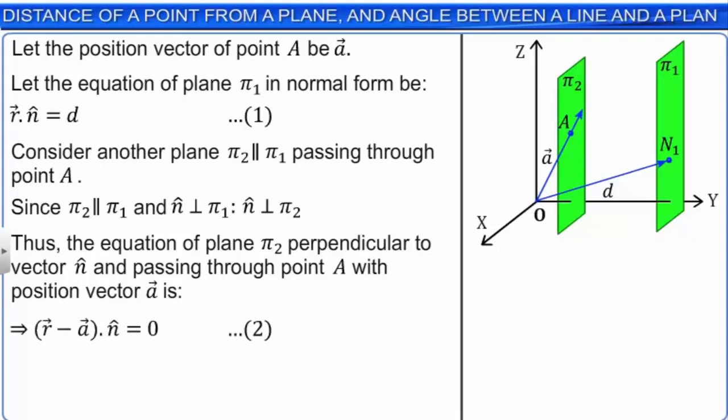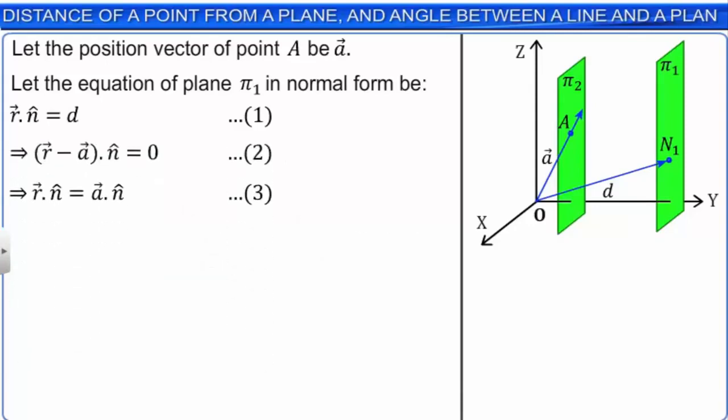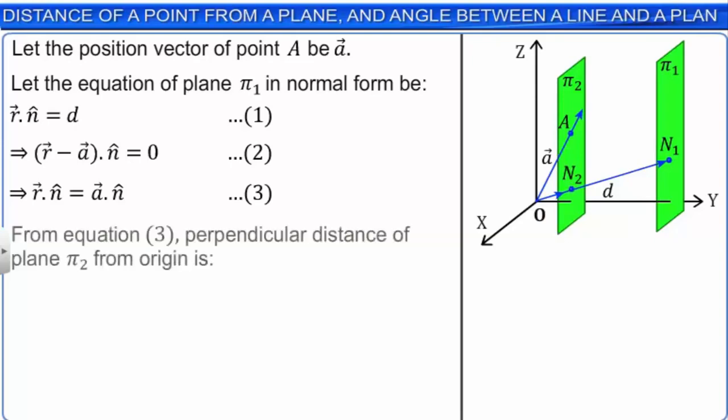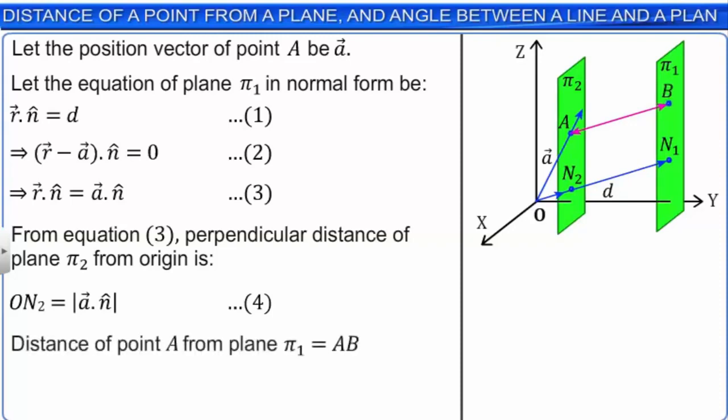Simplifying equation 2, we get equation 3. Comparing equation 3 with the standard normal form of the equation of a plane, we find that perpendicular distance ON2 of plane pi2 from the origin is given by equation 4. Let us draw a perpendicular from point A meeting plane pi1 at point B. The distance of point A from plane pi1 is equal to distance AB.